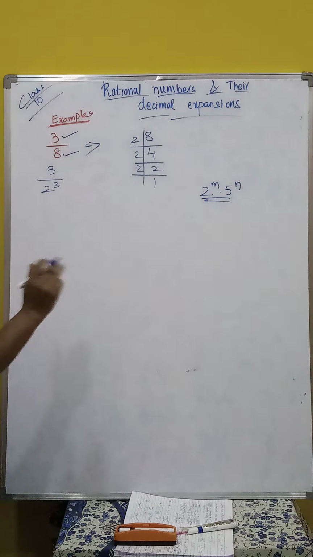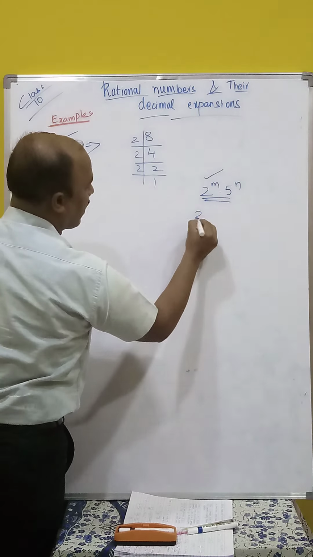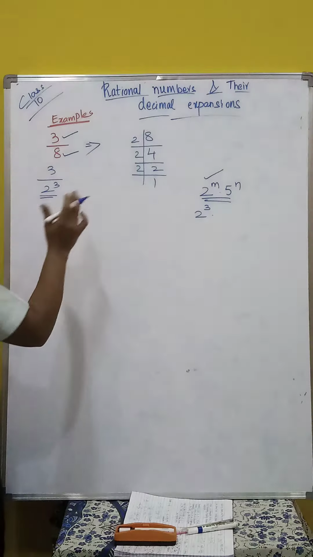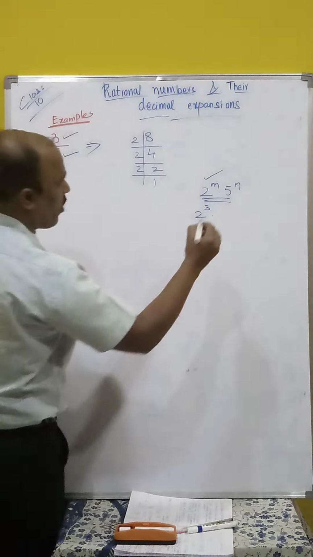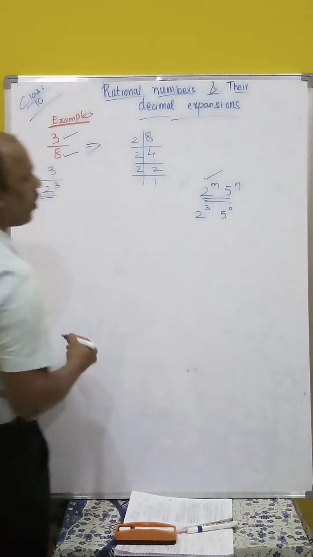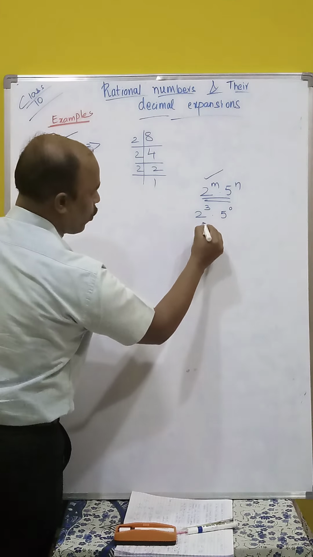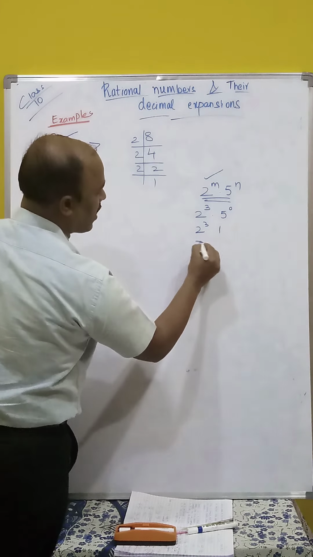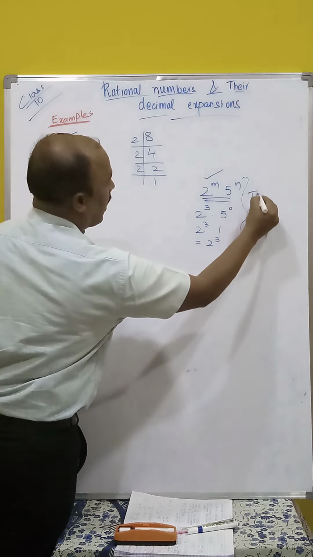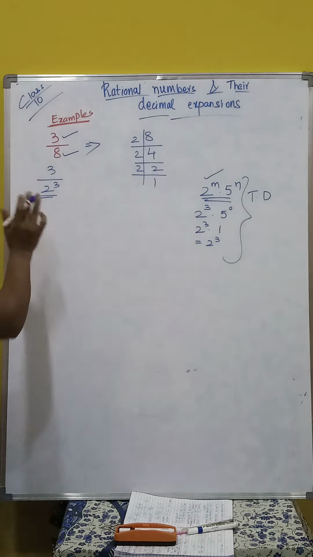Just cross verify. What did we get here? 2 cube. Yes, it is exactly 2 power 3. The second one we don't actually have, but since n is a non-negative number, we can take n value as 0. 5 power 0 is 1. Then 2 cube into 1, what is the answer finally? 2 cube. Then automatically, what type of decimal is it? Terminating decimal expansion. Directly we can write it.